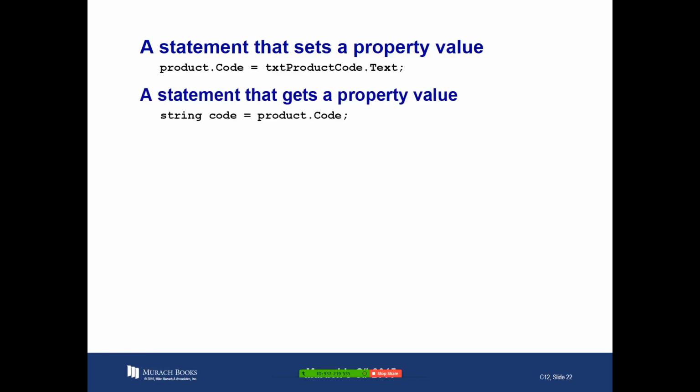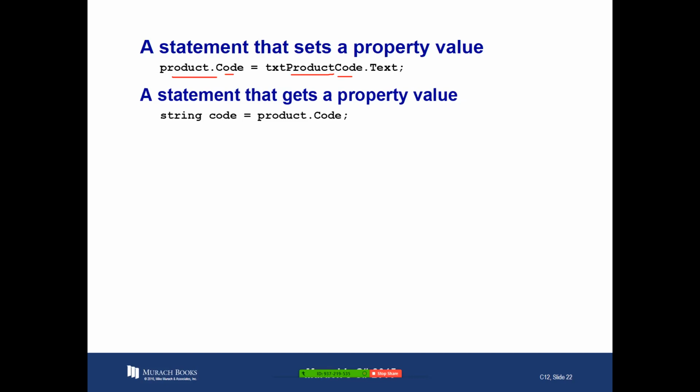Here's a statement that sets the property value. This is on the outside, where we have an instance of a product named product, lowercase, and here we're just setting, this looks like it comes from a text box, the code property of this product to what was in the text box.